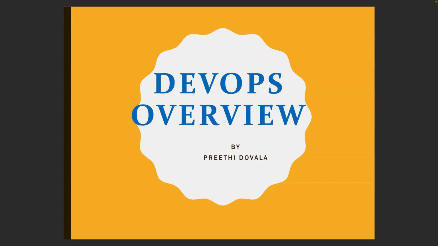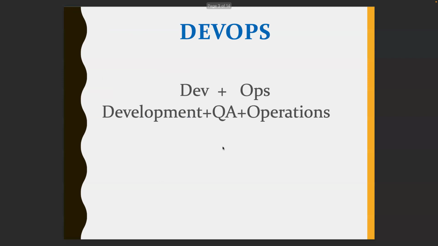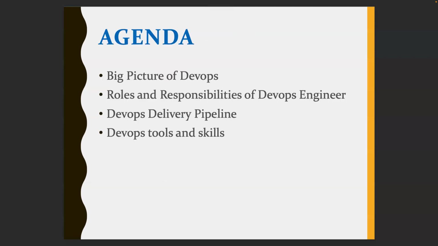So let me talk about the big picture of today's class. What is the agenda of today's class? Like I already mentioned, we'll be talking about what is DevOps, roles and responsibilities of a DevOps engineer, the DevOps delivery pipeline, which we call CI/CD, and the tools and the skills. These are the topics we will be talking about. So let us begin with the big picture of DevOps, what is DevOps, why DevOps, and all.